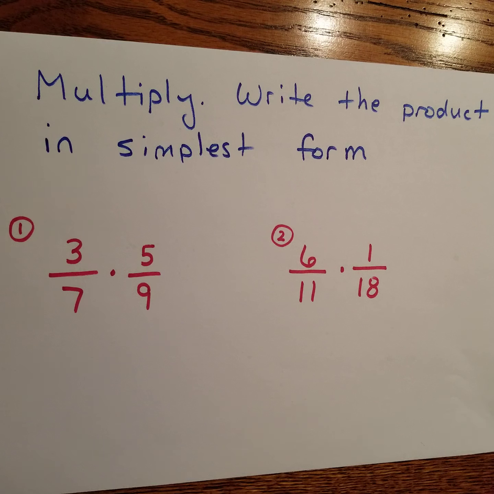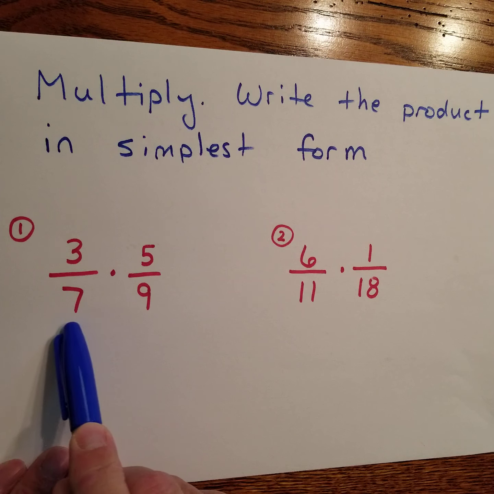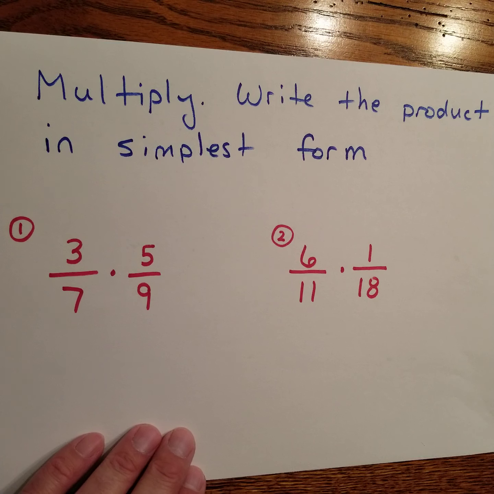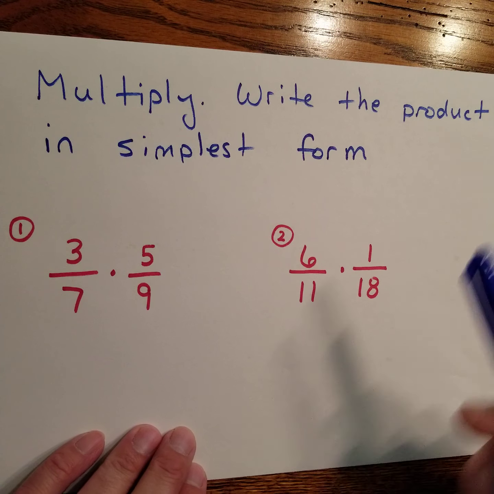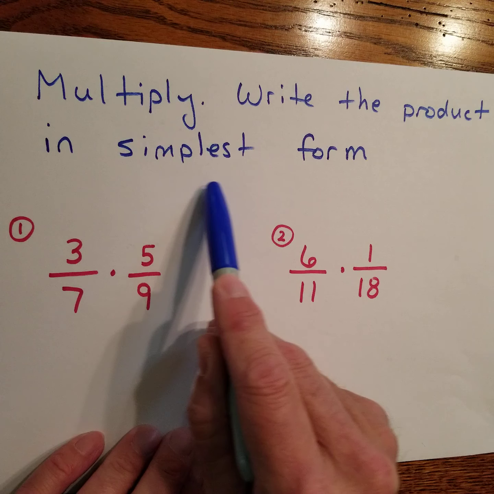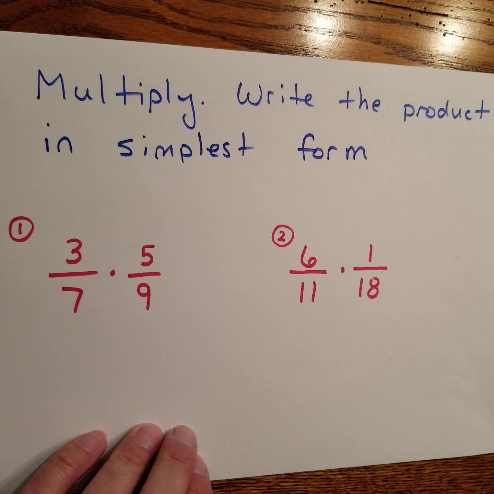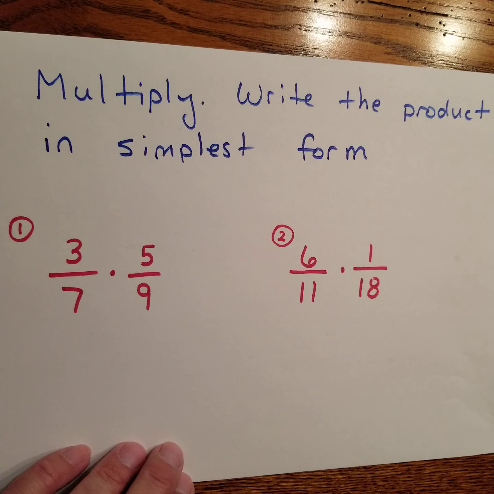When you multiply fractions together, you multiply the top two numbers and you multiply the bottom two numbers. Simple. But the instructions also say to write the product in simplest form. Simplest form means it must be reduced. And these problems are easiest if we do the reducing before we do the multiplying.